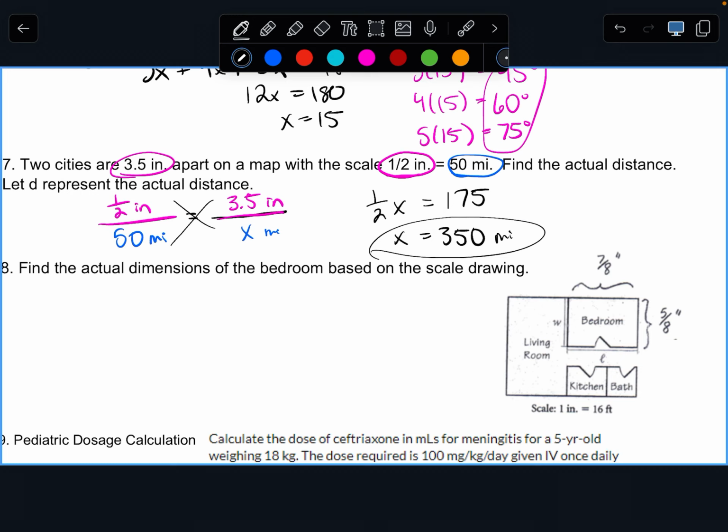Or you could say 1 inch is to 100 miles. So there are lots of different ways.